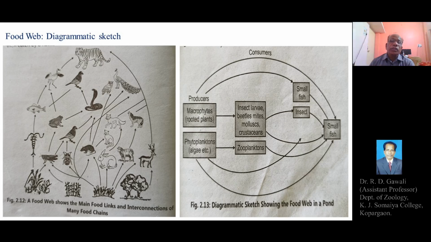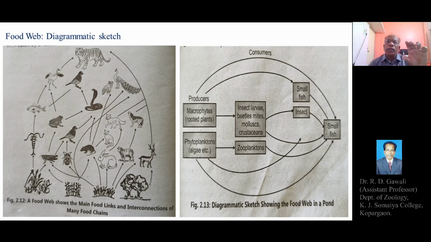So, in a pond ecosystem, there are mainly macrophytes or microphytes or phytoplanktons, types of plants or the producers. In a pond ecosystem, producers are the aquatic plants or the algae, which may be rooted plants or the algae or phytoplanktons and serve as producers. So these macrophytes or the rooted plants of the pond ecosystem are consumed by insect larvae, beetles, mites, mollusks, crustaceans.